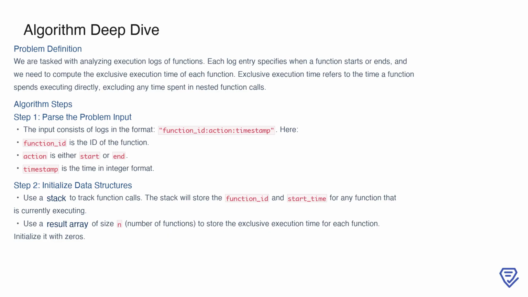Here, the function ID identifies the function, the action indicates a start or end event, and the timestamp tells us the time at which the event occurs. Next, we initialize two key data structures. The first is a stack, which will help us manage the sequence of function calls and track their start times. The second is a result array, sized to match the number of functions, where each index represents the exclusive time of a specific function. Initially, all entries in the result array are set to 0. These preparations set the foundation for processing the logs efficiently.